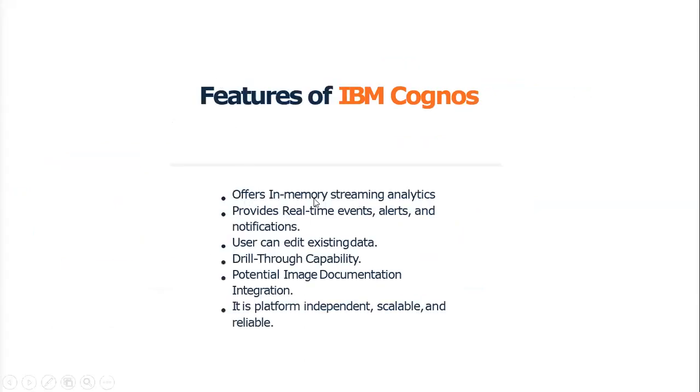Features: it offers in-memory streamlined analytics. Whatever you do is stored in the cloud, so you don't need to worry about loss of information from the local system. As already explained, it is a web-based tool and everything will get stored on the web. It provides real-time events, alerts and notifications. When you are trying to create a dashboard, we can connect with different databases, SQL or IBM DB2, whatever it may be. So you can create interactive real-time dashboards. The user can edit the data, so whatever data you put in IBM Cognos, you can edit.